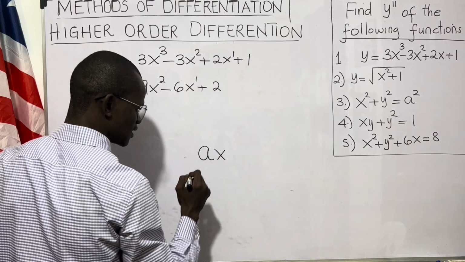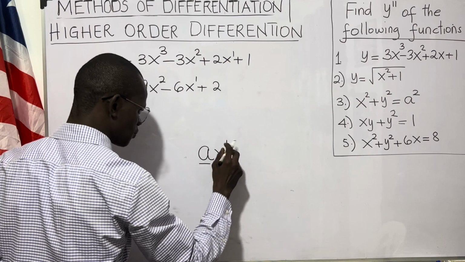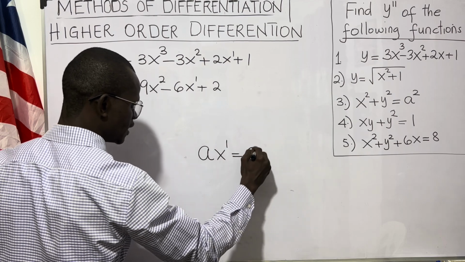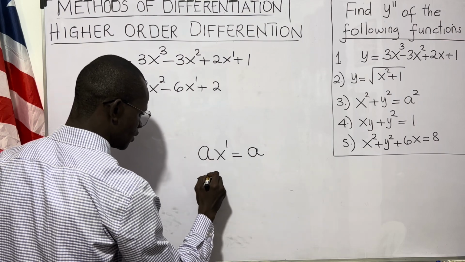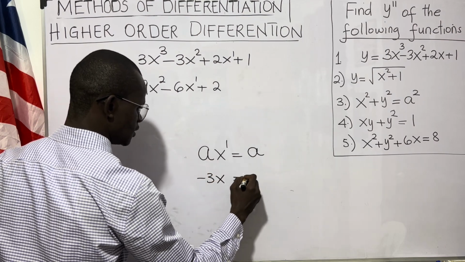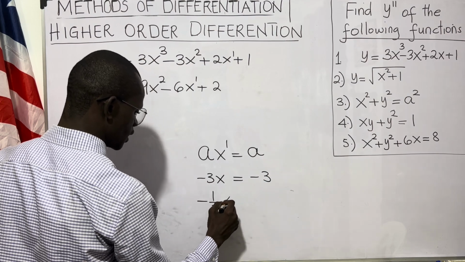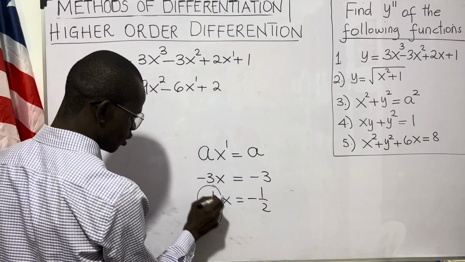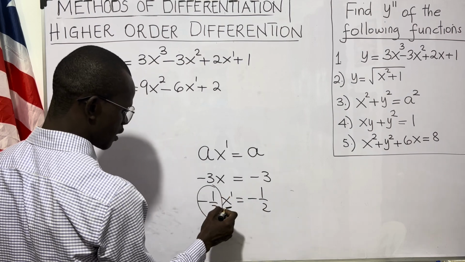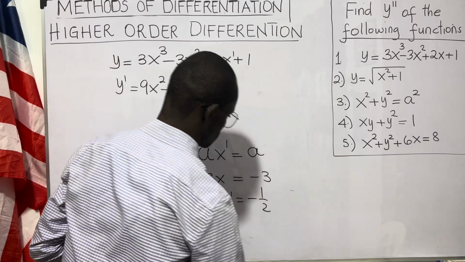A times x, a times x raised to the first power is just equal to a in general. So even if this a is -3, it just equals -3. If this a is -1/2 x, it just equals -1/2. Whatever that is here, as long as this variable is raised to the first power, it's just equal to that coefficient. So take note of that.